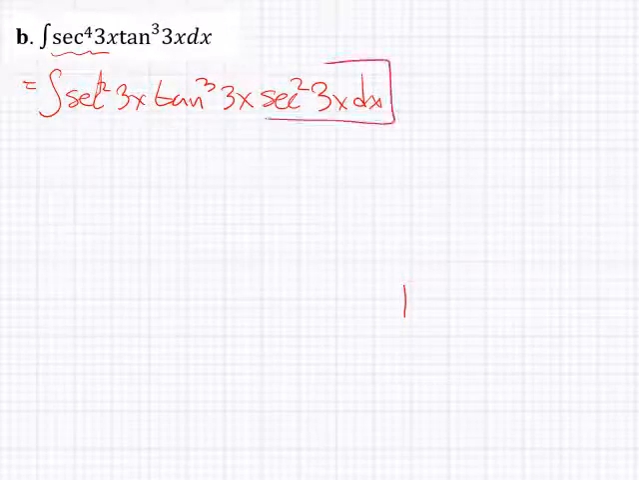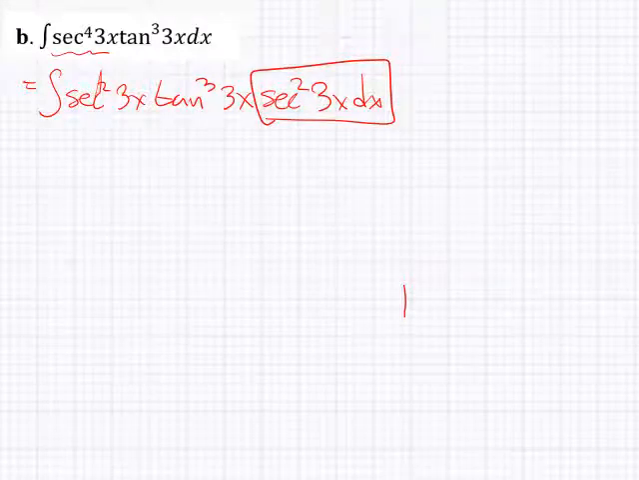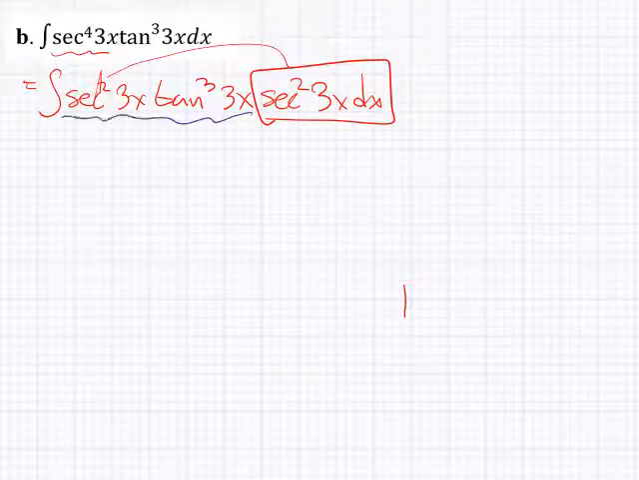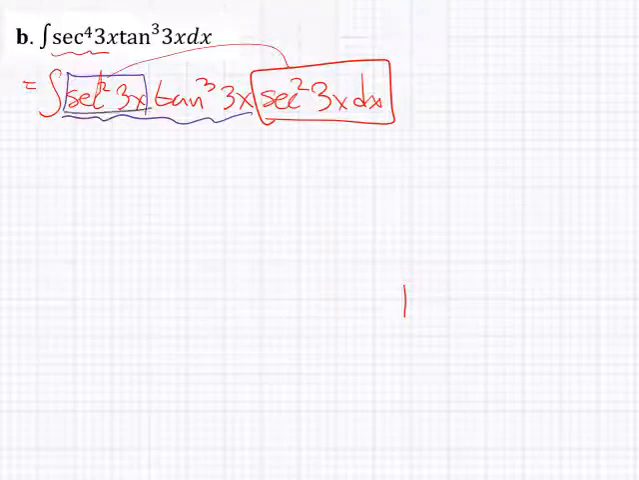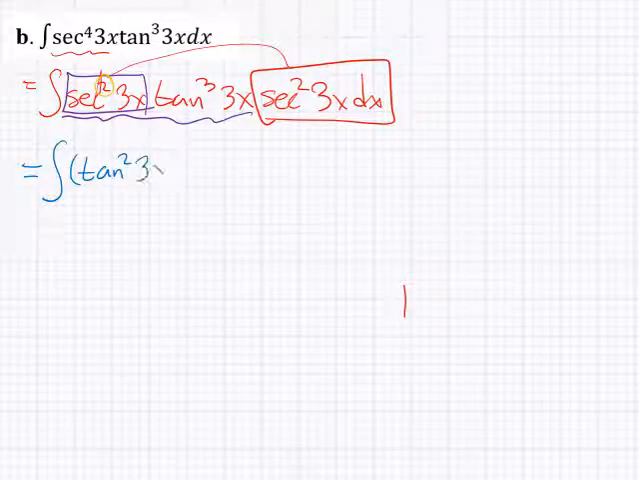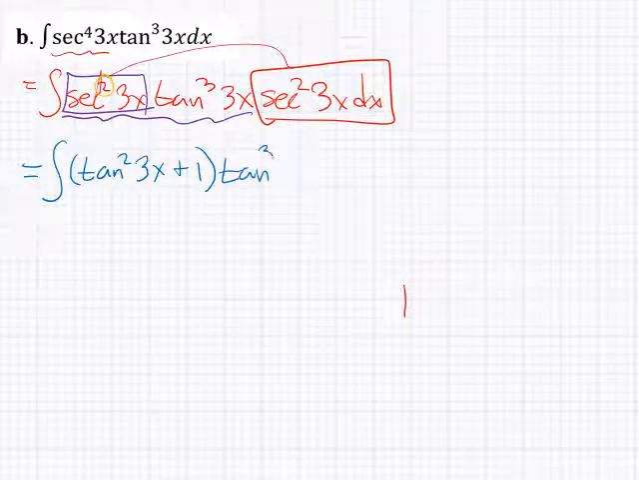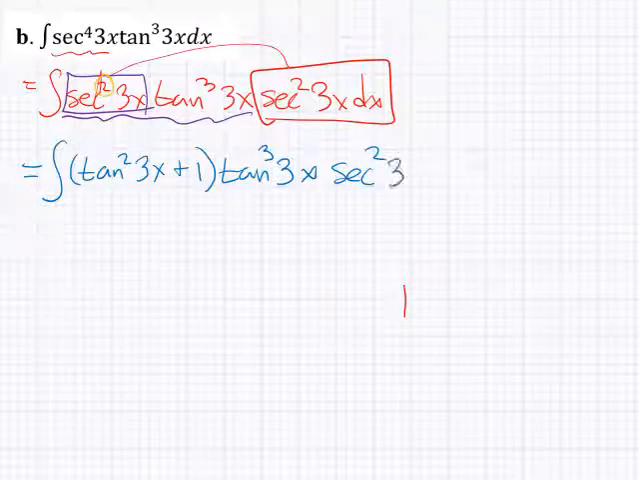So this one saves from my du. I still have secant to the 4th because the square and the square is really the 4th. So now what I have to do, if that's going to be my du, all of this has to become tan. So this one has to convert to a tan, and since it's a square, I can use the Pythagorean identity. So I end up with the integral of tan squared 3x plus 1 times tan cubed 3x times secant squared 3x dx.